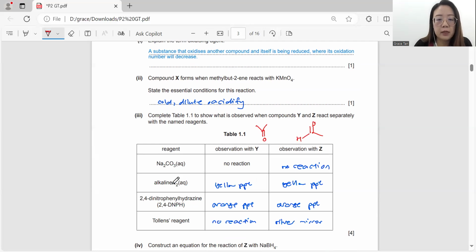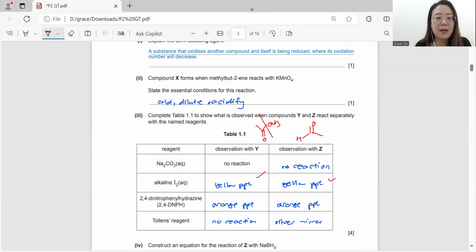Alkaline iodine will detect for methyl ketone group, all right? So we can see that this is a methyl ketone group over here, all right? It will cut here, so this is a yellow ppt. Now, observation with Z, also yellow ppt, because ethanal is an exception for the triiodomethane test. Okay, so it will also show yellow ppt here.